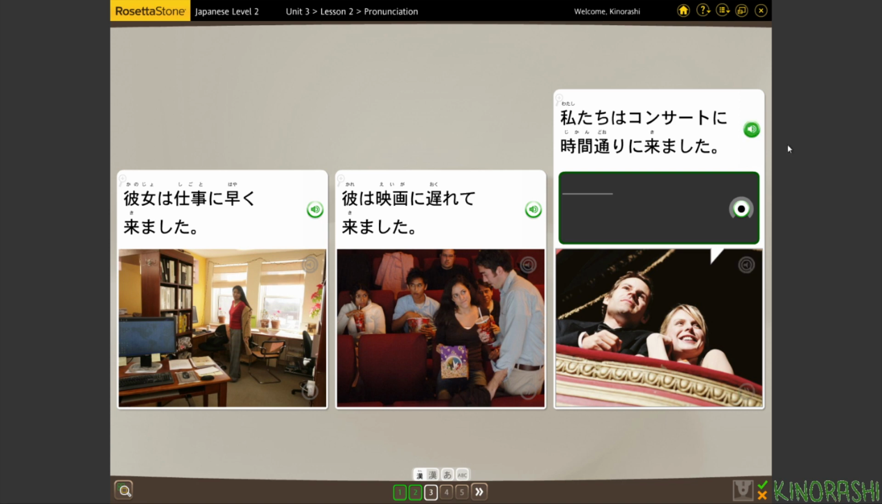Remember, yeah, this word dori can also be used in reference to roads, but it can also mean exactly.